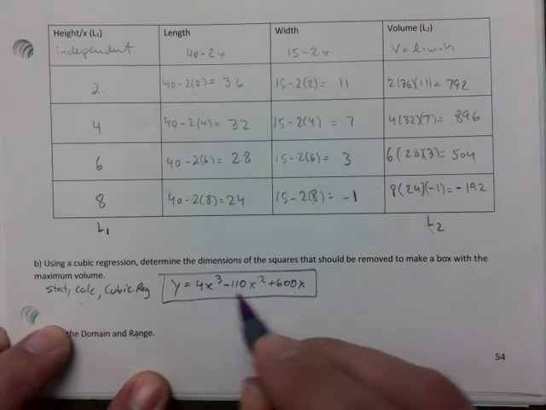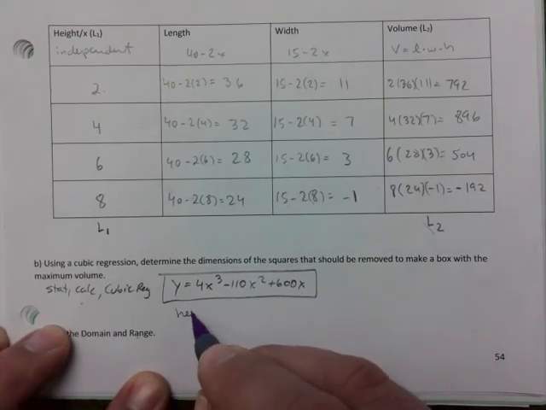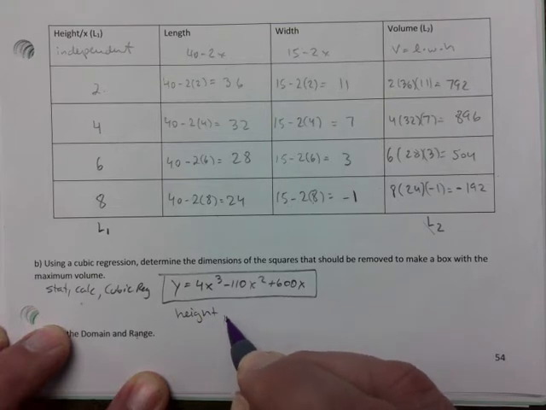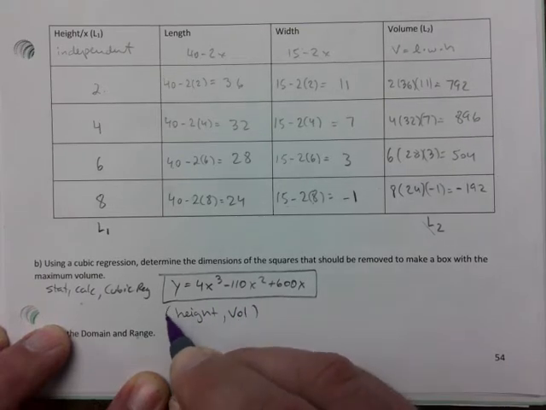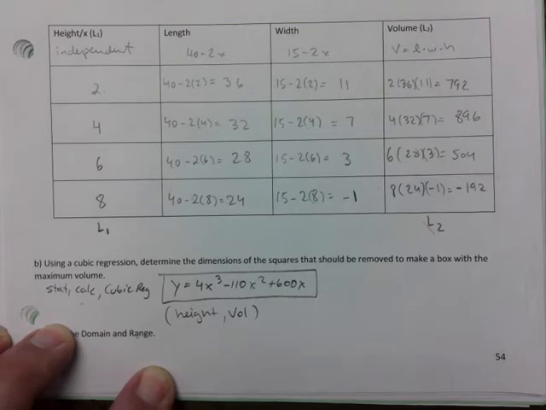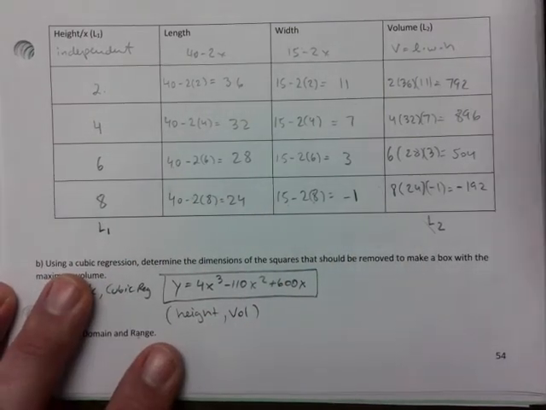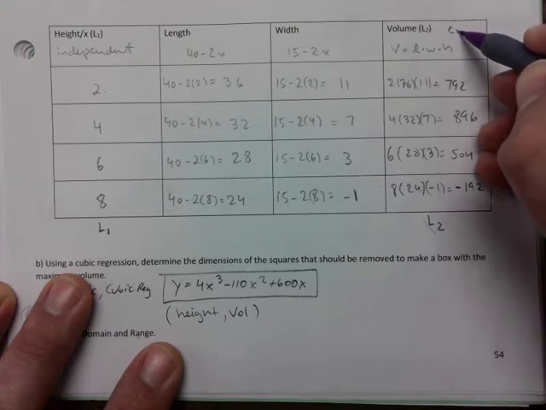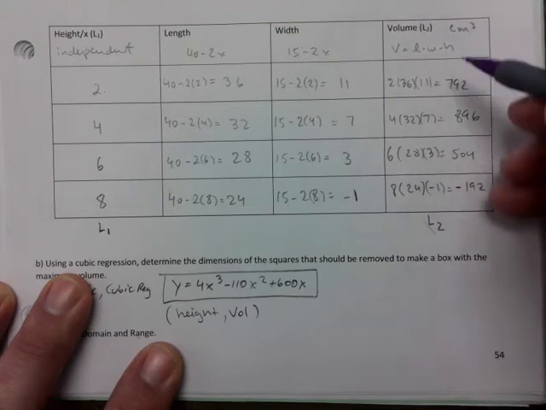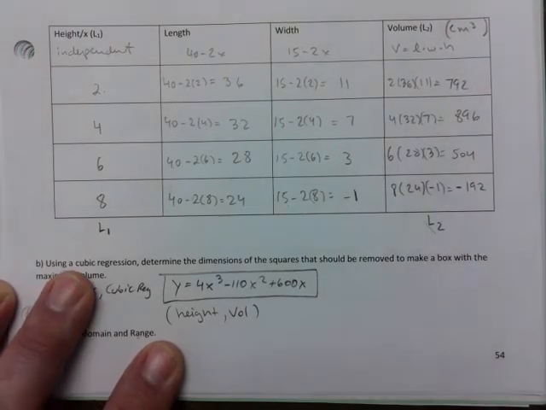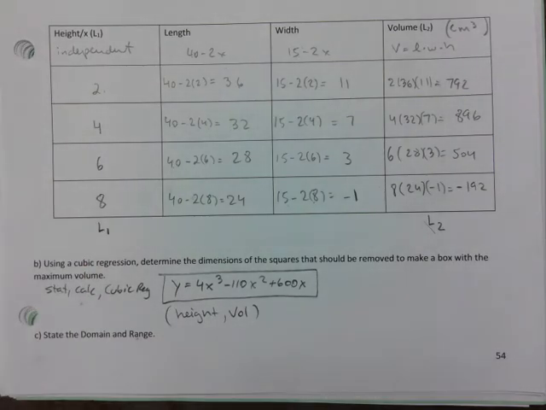We want to find out the dimensions of the squares that would maximize our volume. Because remember, right now, this gives you the height of the box and the corresponding volume. Okay, and I have to say that because everything is in centimeters, in this particular case up here, every single one of these is in centimeters cubed. Okay, remember that. And so we'll figure that out.